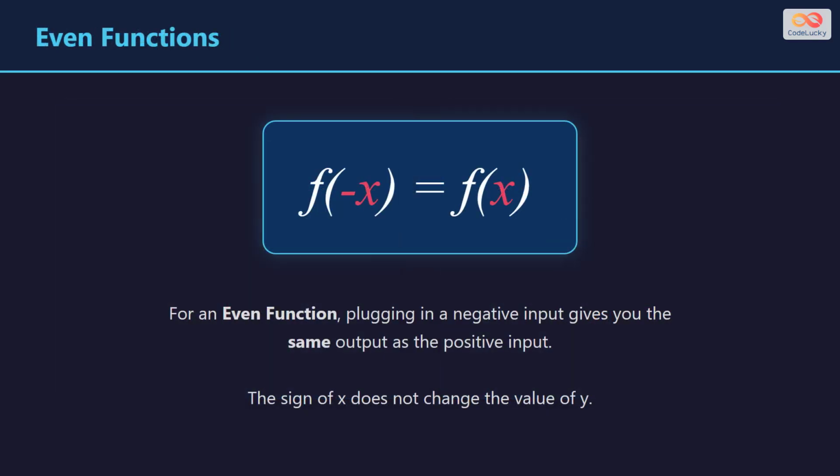Let's define an even function. The mathematical definition is simple. If you input a negative x into the function, you get the same result as if you input a positive x. In other words, the sign of the input does not change the output.